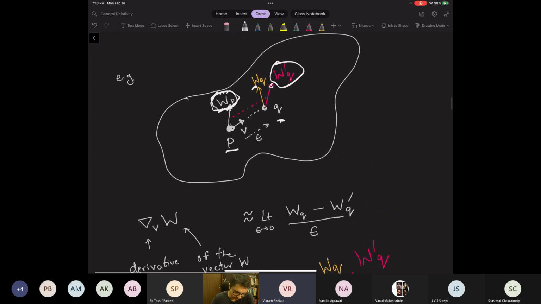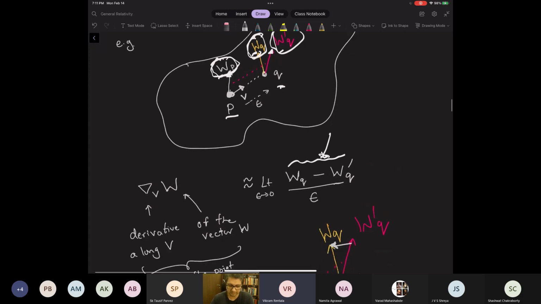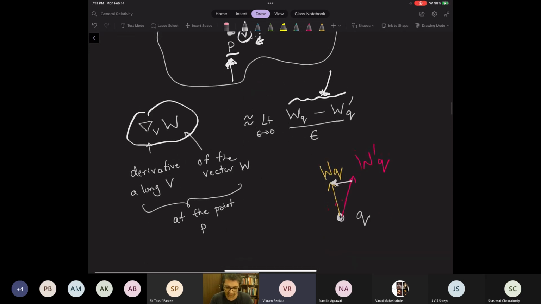Once you transport this vector from here to here, then it makes sense to take the difference between WQ and WQ prime. Okay, so this allows us to define a difference vector, and this difference vector divided by epsilon, which is this displacement, then gives you the directional derivative along V of the vector field W evaluated at the point P. Okay, so this is all evaluated at the point P.